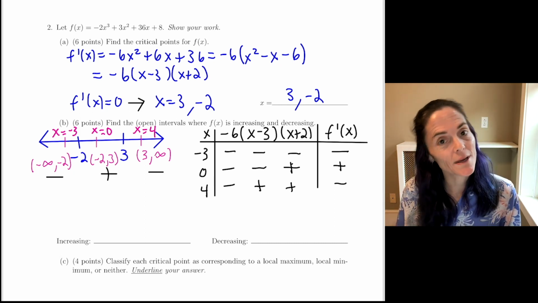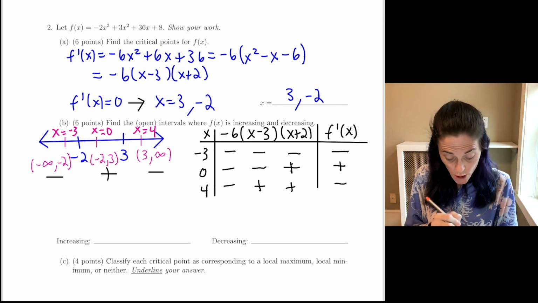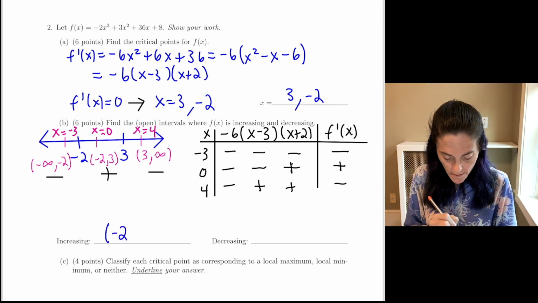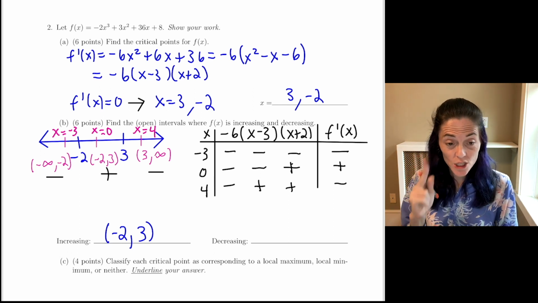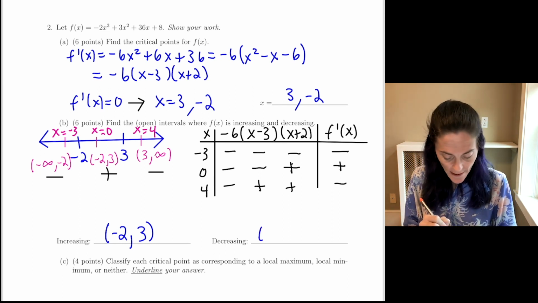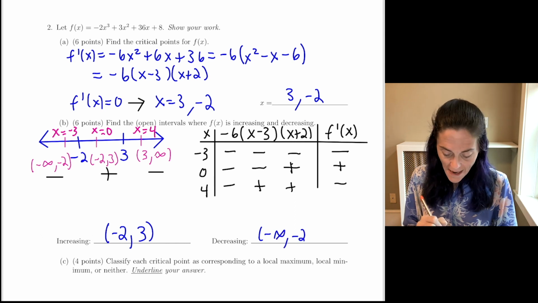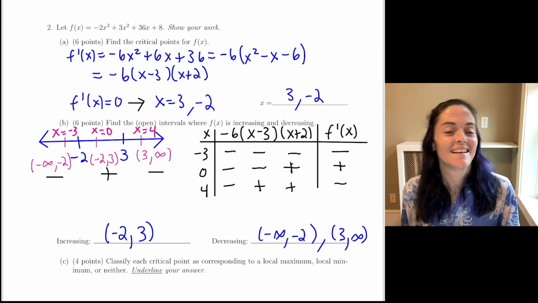Now we can write our answer. My function is increasing everywhere we see a plus, which is one open interval, minus 2 to 3. And it's decreasing everywhere we see a minus, which is two open intervals, and we separate them by a comma. Minus infinity to minus 2, and 3 to infinity.